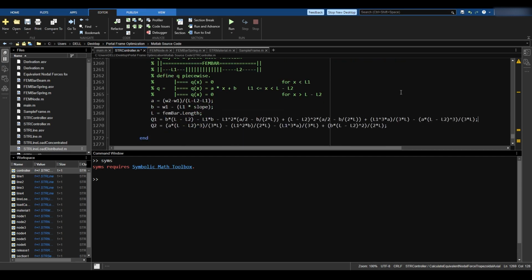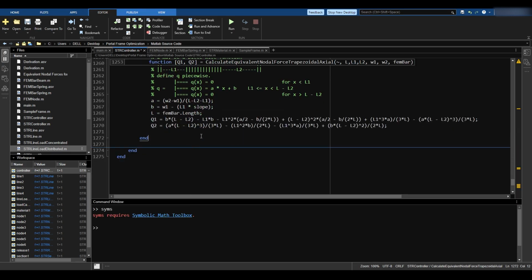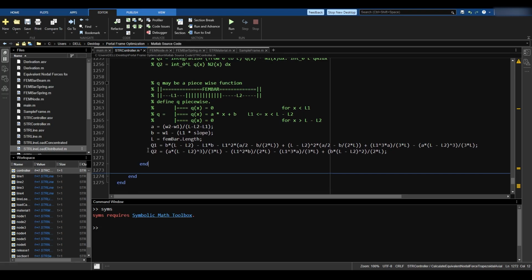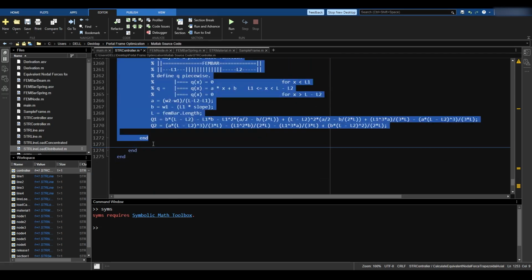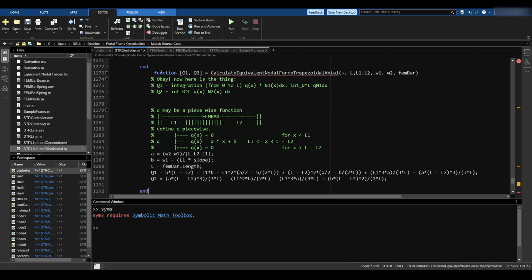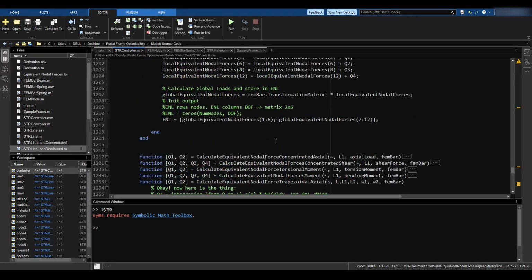Okay, so we have now this for the axial load, which means I can copy-paste this for the torsion, because the torsion and the axial have similar shape functions. Okay, so now this is called calculate nodal force from trapezoidal torsion. And nothing changes here, believe it or not. Nothing changes here, ladies and gentlemen. For now, 2 down and 2 to go.